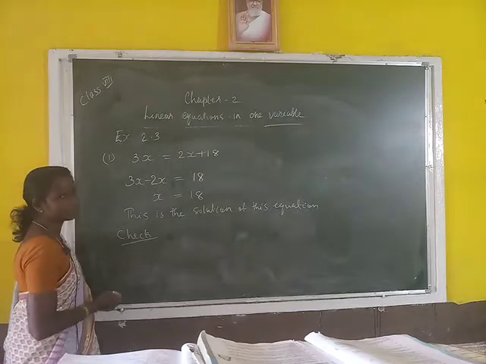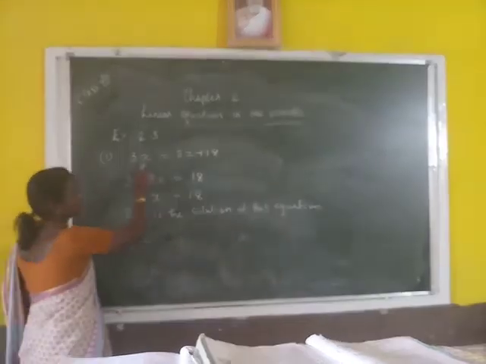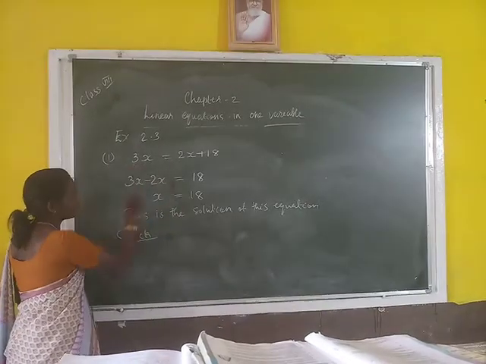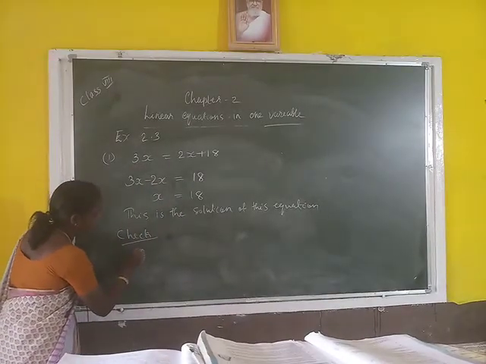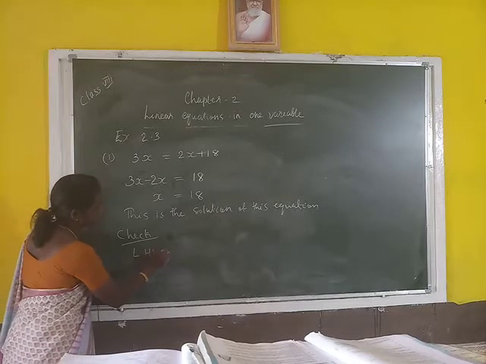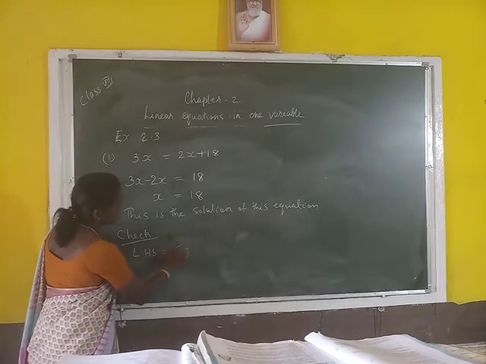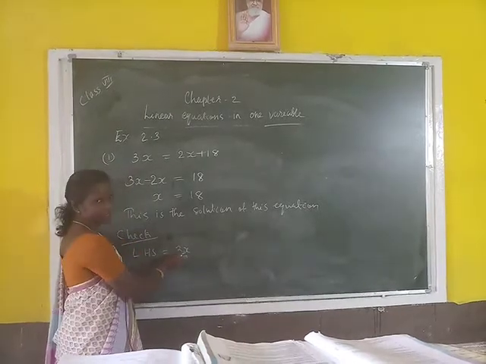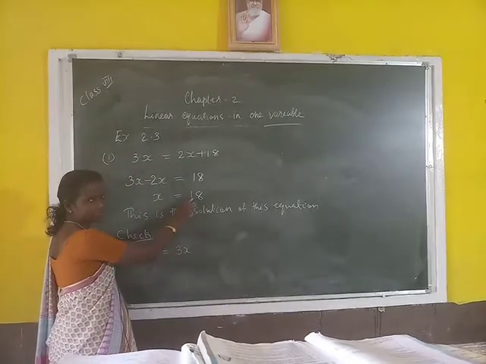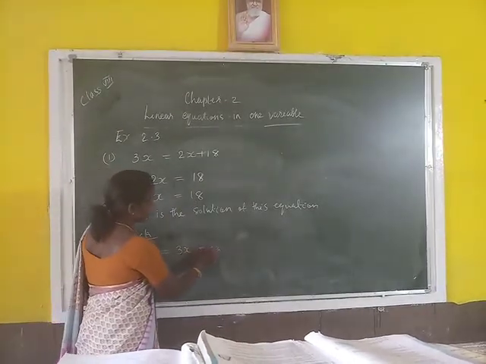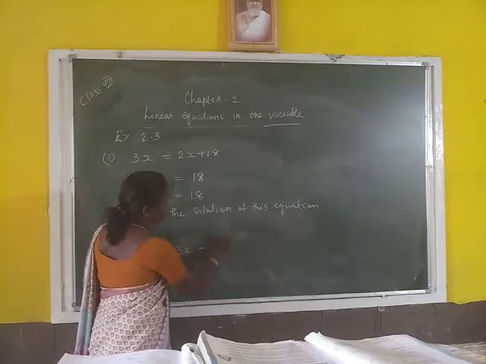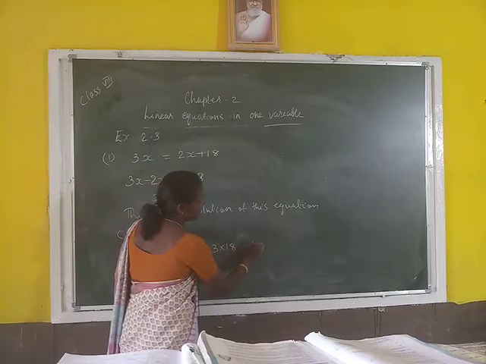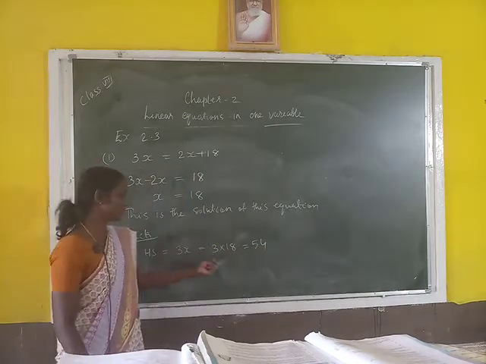Here look how to check. First look at LHS. We apply the value on the LHS side. LHS is equal to which? 3x. So what is the value of x? The value of x is equal to 18. Then in this place of x we can write 18. Then look, 3 times 18 is equal to which number? 54. Then on the LHS side we get 54.